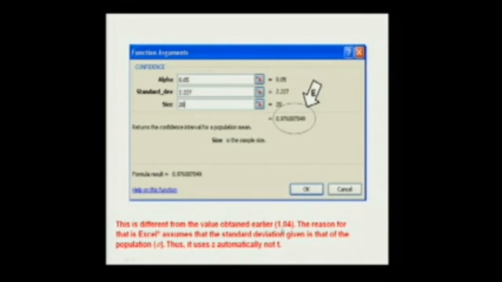This is a very important note here, this difference from the values obtained, the error of 1.04. The reason for that is that Excel assumes that the standard deviation given is that of the population, thus it uses Z automatically, not T.